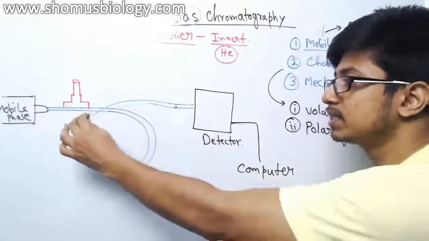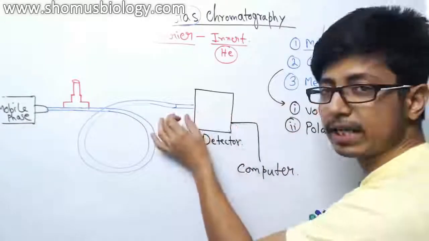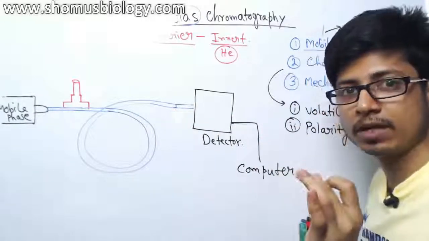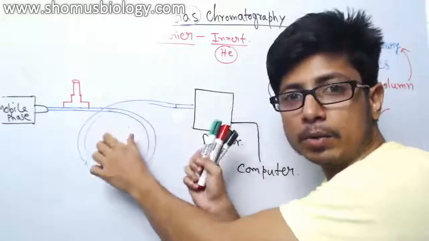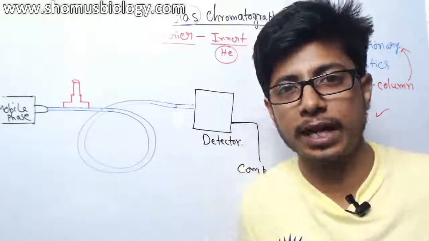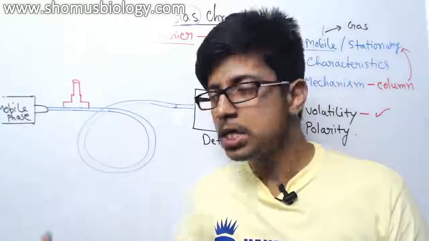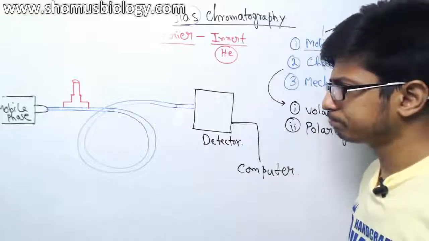So the time taken for all those compounds to reach one at a time is known as the retention time for each of those chemical compounds. And this retention time is the feature that actually helps us to figure out the number of different compounds present in the mixture. Okay, so now let's begin with this idea.